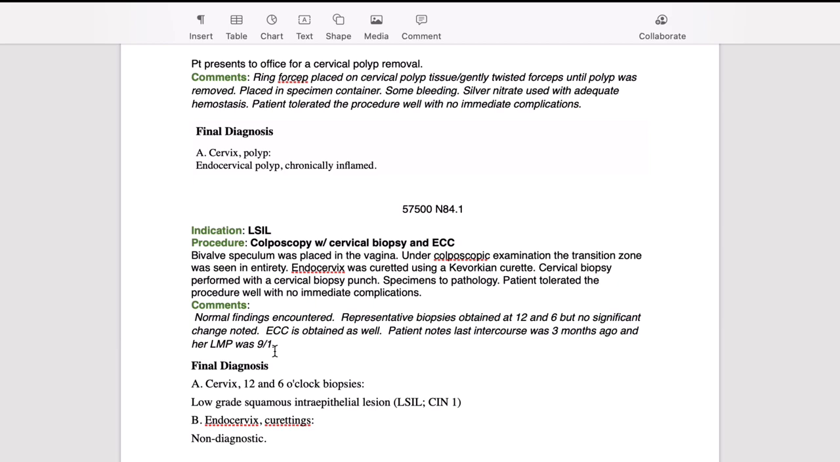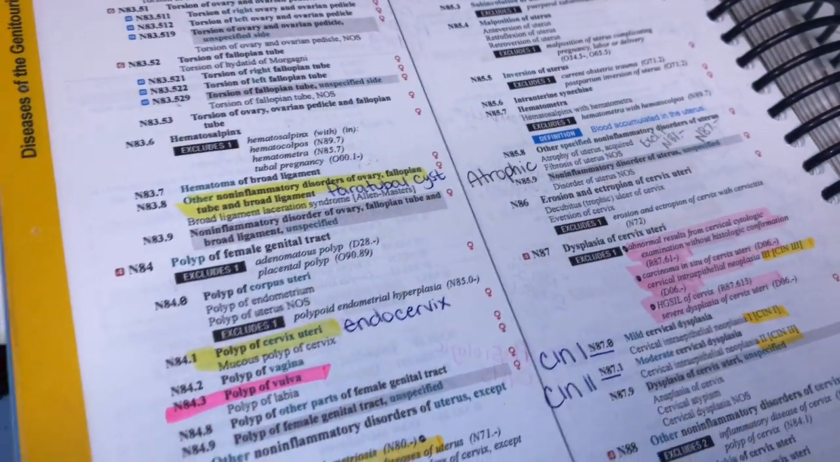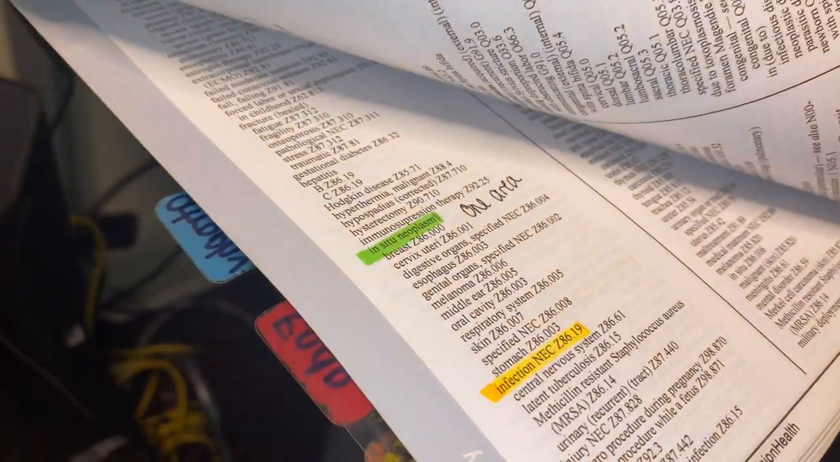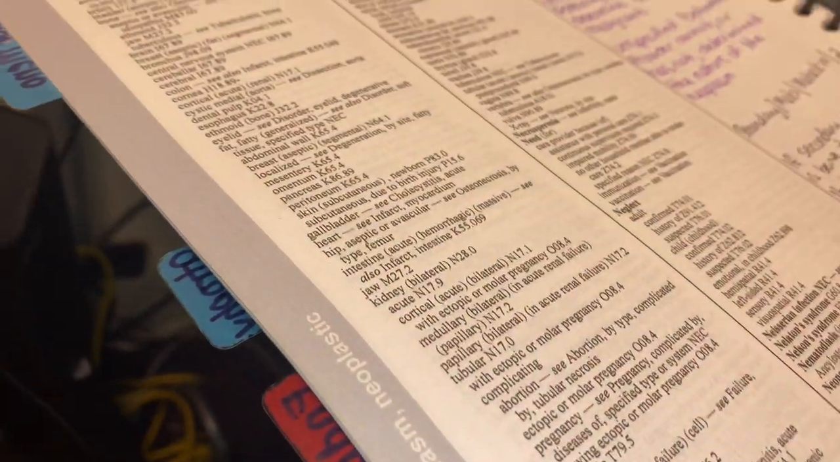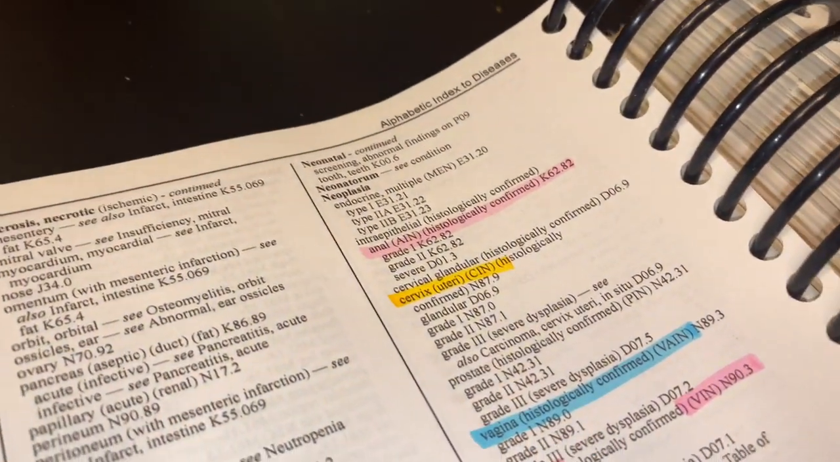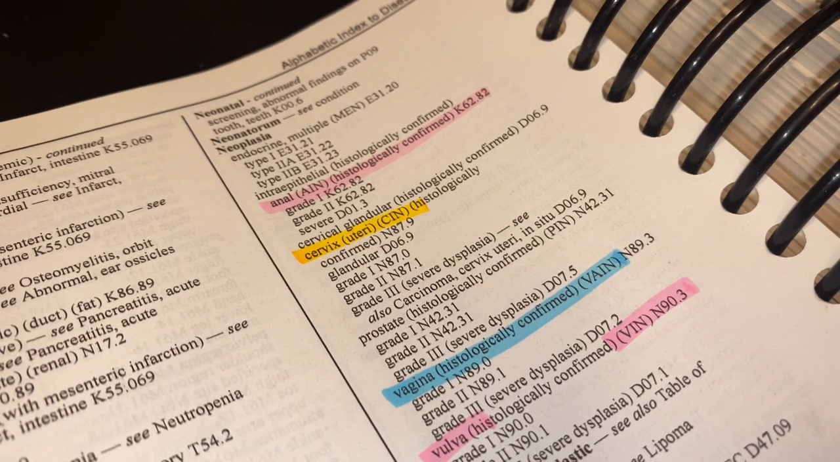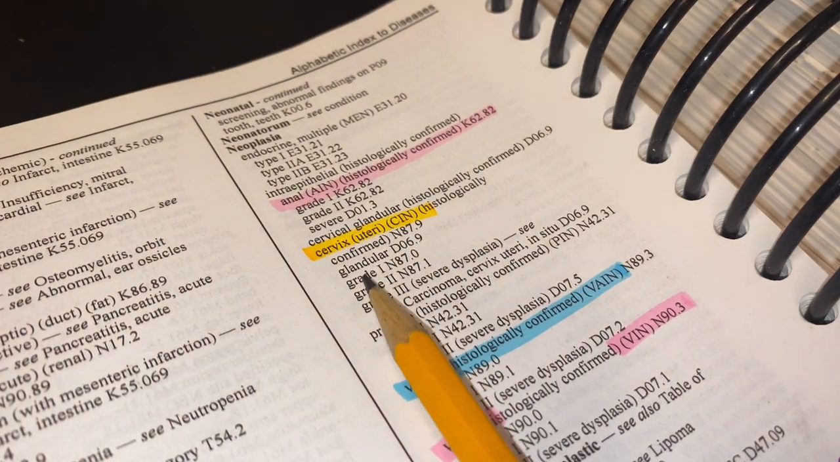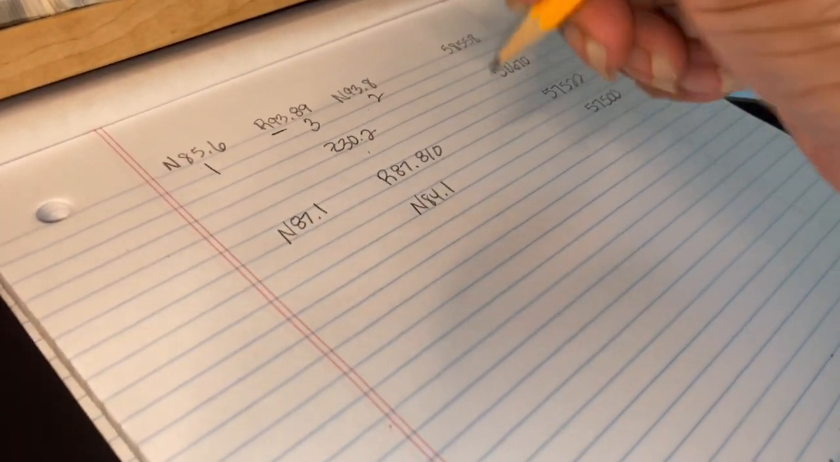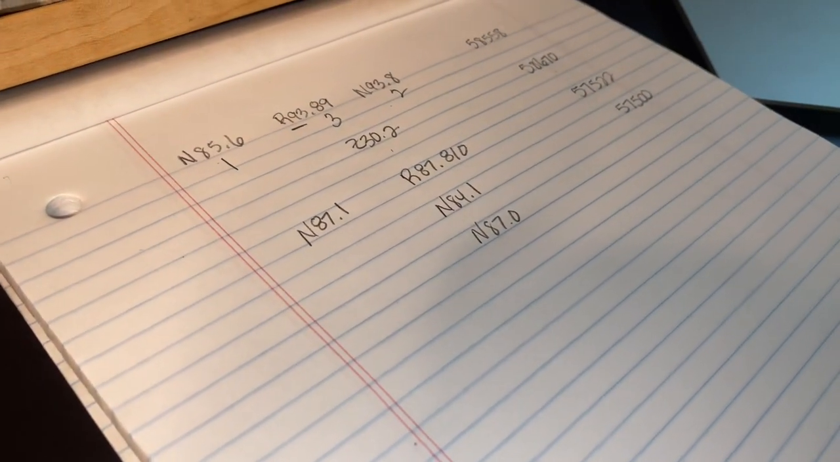So our pathology says the biopsies were from 12 and 6. There was low-grade squamous intraepithelial lesion, CIN 1. And the curettings that we did, there was nothing found. So we need to report the low-grade squamous intraepithelial lesion and CIN 1. And remember, when you have those CIN 1s, I think the LSIL is also there. So I'm going to go back to where my neoplasm table starts. And it just passed it right here. So I don't see the LSIL, but we do see CIN, and that is going to be here. And this one was a CIN 1. So N87.0.